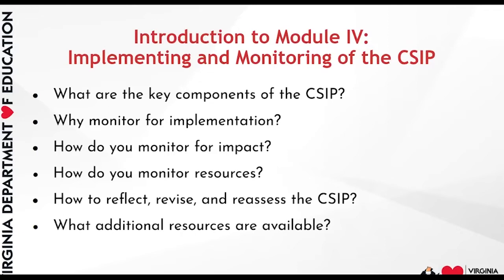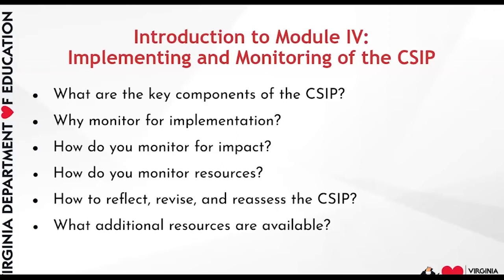So today we're going to look at what are the key components of the comprehensive school improvement plan. You have to have a plan in place if you want to make things better and improve. Why monitor for implementation? Why do these things? How do we know we are doing what we said we're going to do in our plan? And how can we prove it? How can we show that? And then how do we monitor for impact or effectiveness? How do we know the plan that we've set up is doing the things we want it to do?